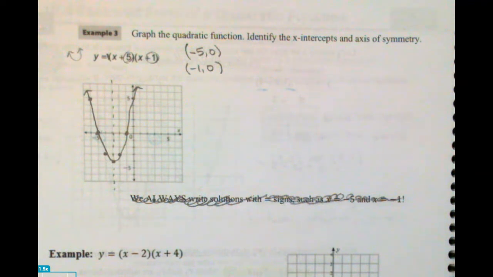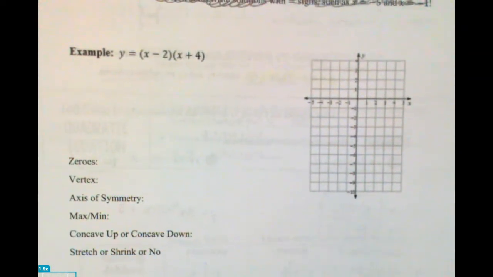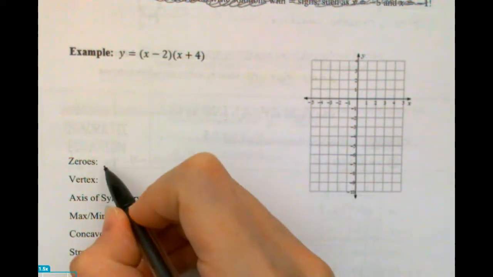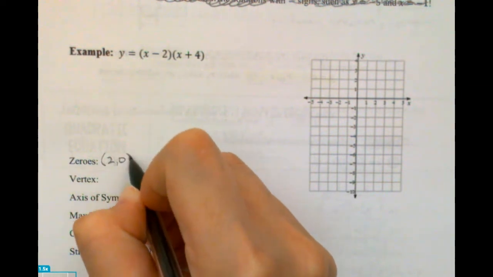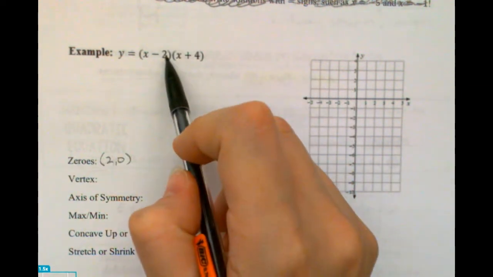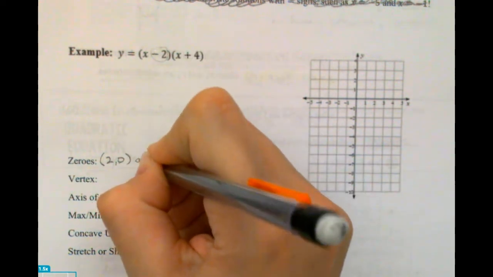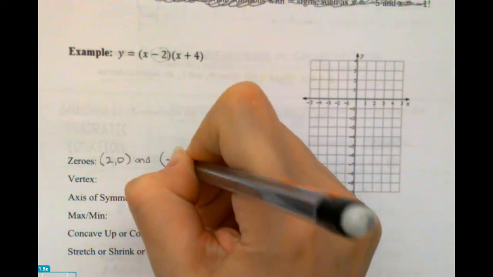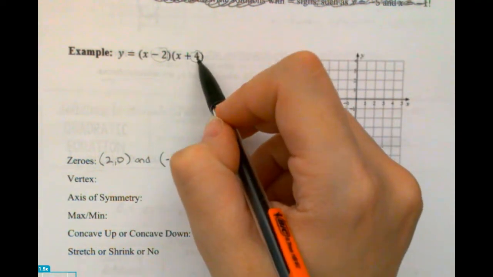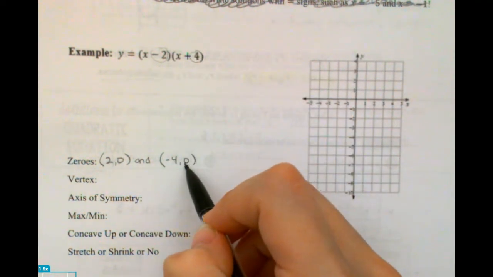Okay. And then the last thing, of course, is once you graph it, I want you to be able to label all of the information on the graph, right? So before I even graph, I can label a few of these things. My zeros are going to be 2, 0, because there's my -2, but when I put it into a point, I change the sign. And my other one is going to be -4, 0. Again, +4 here, but when I put it in here, I change the sign.